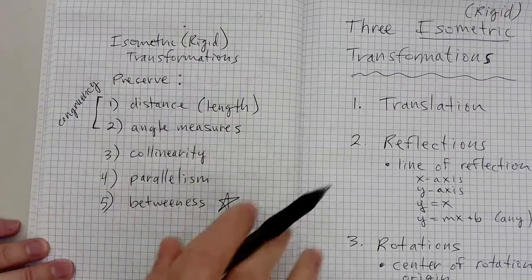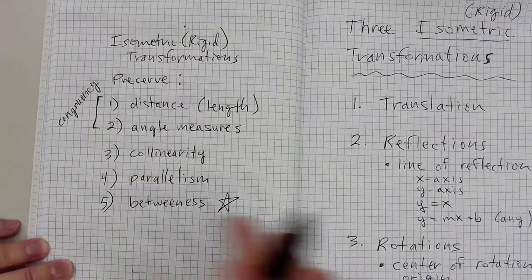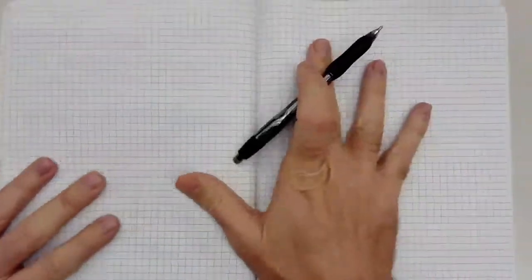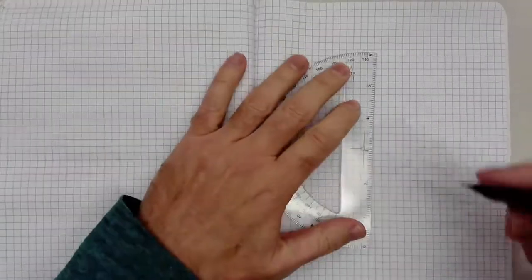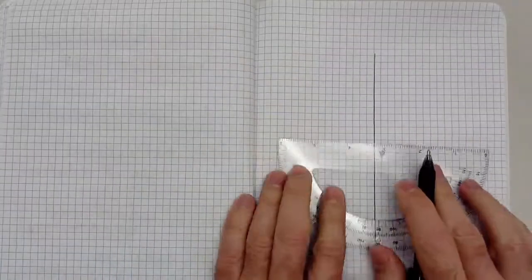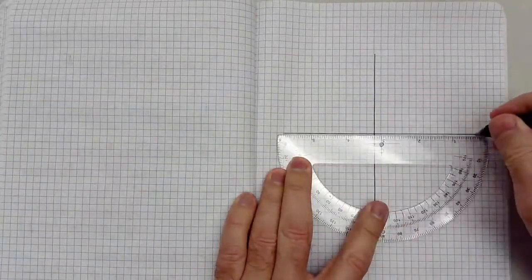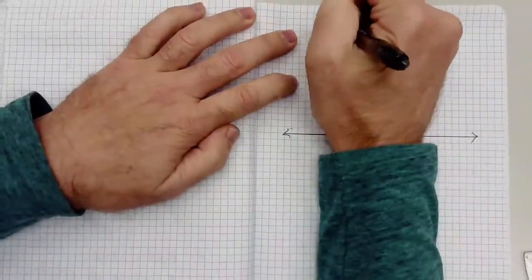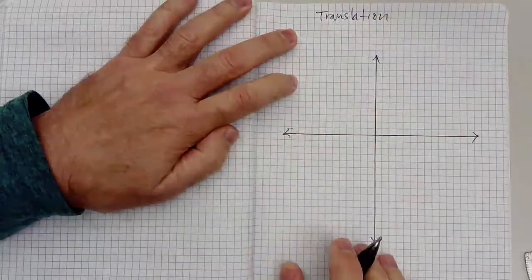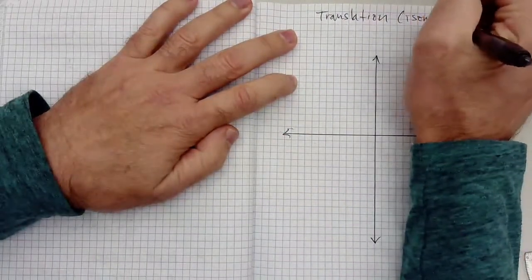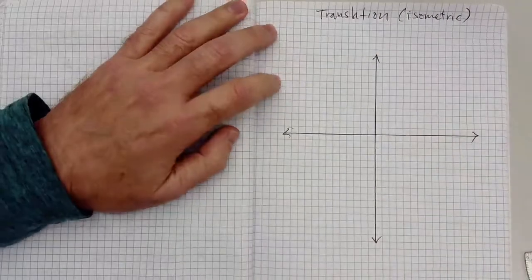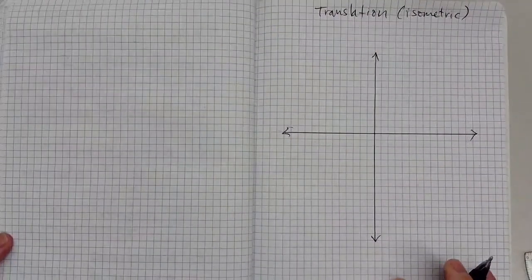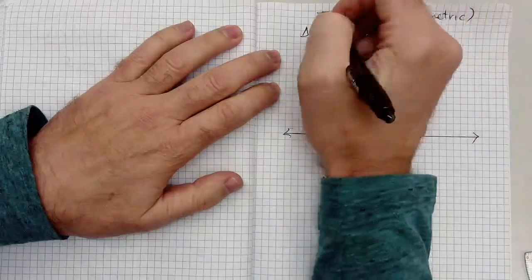So, get a nice clean sheet of paper. We're going to do our transformations on a coordinate plane so that we can do mathy with our graphy. So go ahead and give me a y-axis and an x-axis. And we'll do a translation, which is an isometric transformation. And let's take a triangle ABC.